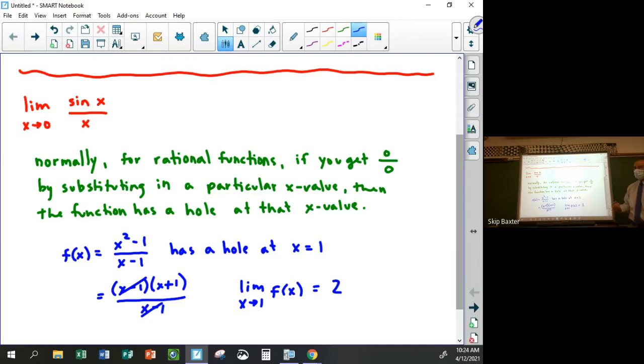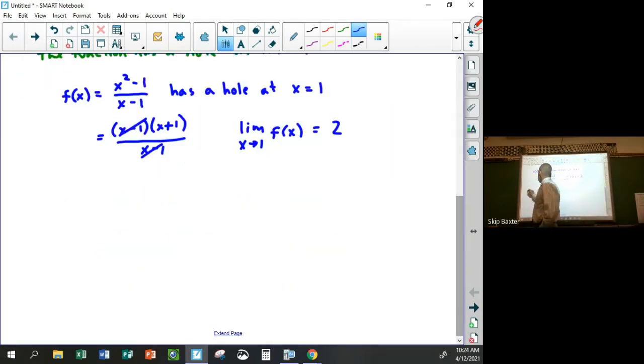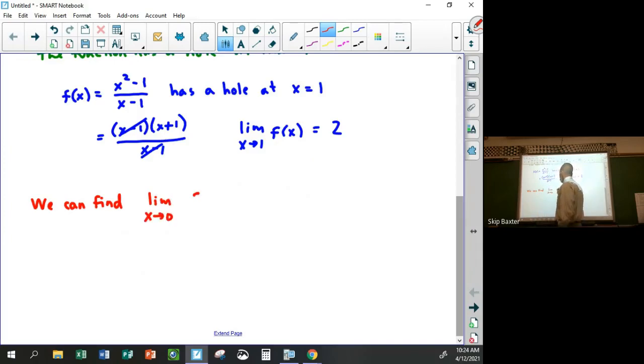And it turns out that algebraically, you really can't do very much. But what you can do is you can look at the graph of that function. And we know that looking at graphs of functions, we can sometimes figure out what the limit is by looking at the graph, right? So that's what we can do here. We can find the limit as x goes to 0 of sine x over x by graphing the function.